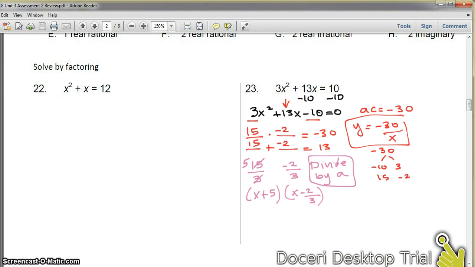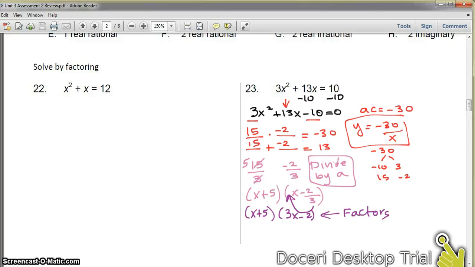These are your factors. Remember, bottoms up. So 3 will go next to the x. It's going to be x plus 5 and 3x minus 2. These are your factors, but they're not asking us to factor. They're not asking for the factors. They want the roots. So for the roots, you set each one equal to 0, and you solve.